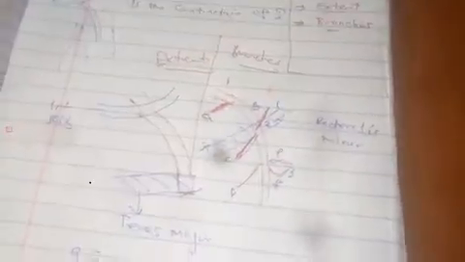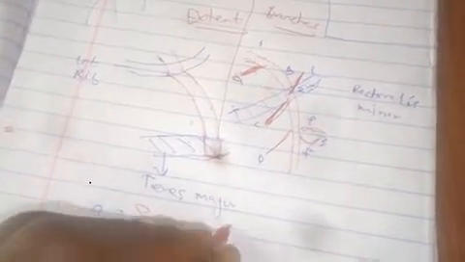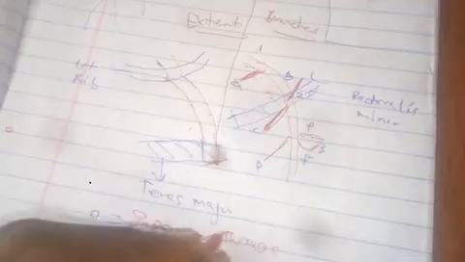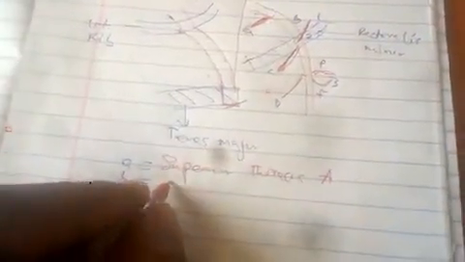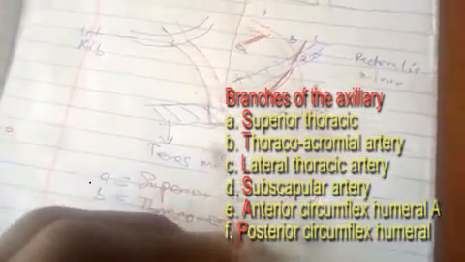And then the next one, the fifth, is the anterior circumflex. It is circumflex, it's curved. So the fifth and sixth are the anterior and posterior circumflex humeral arteries. Anterior and posterior circumflex humeral artery.